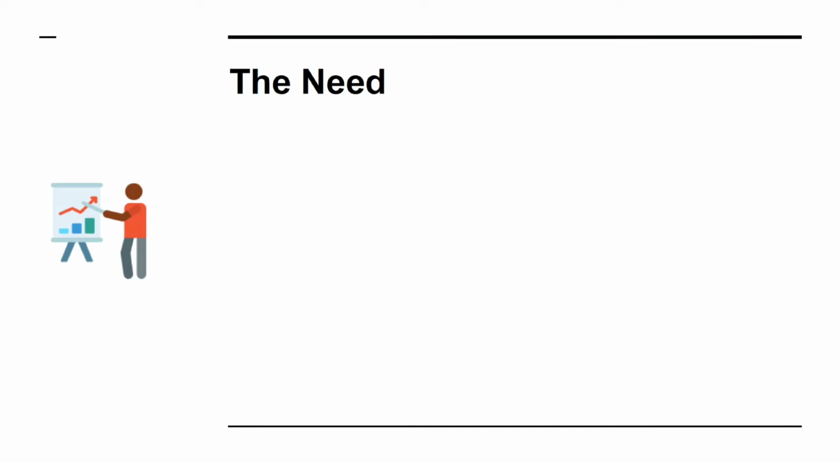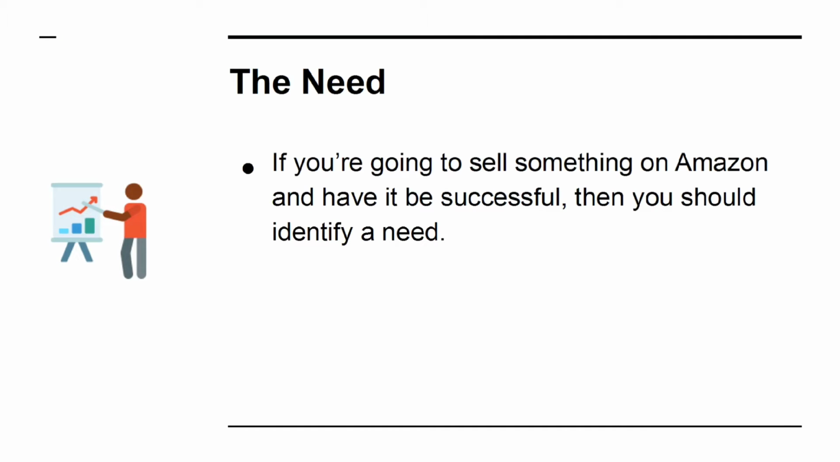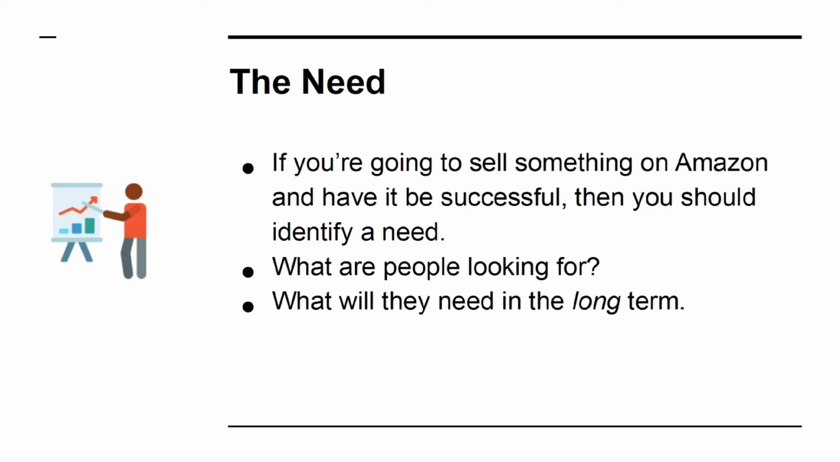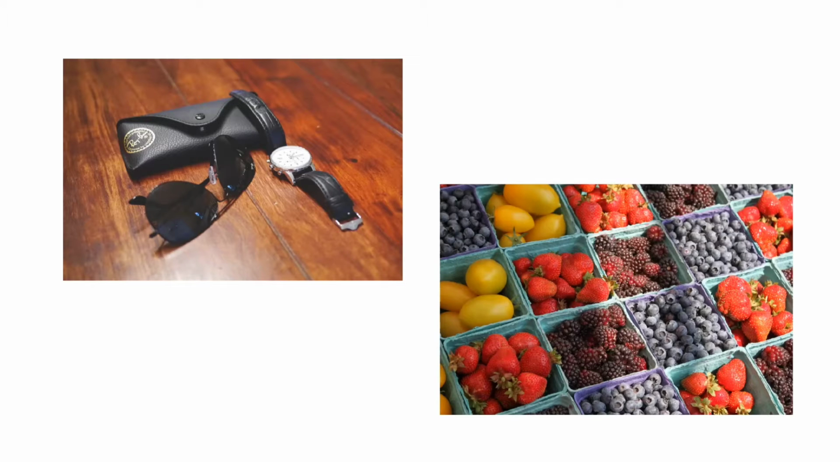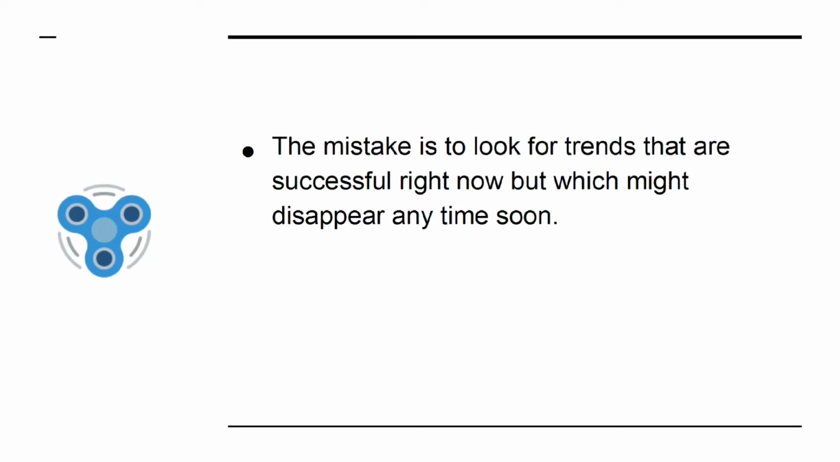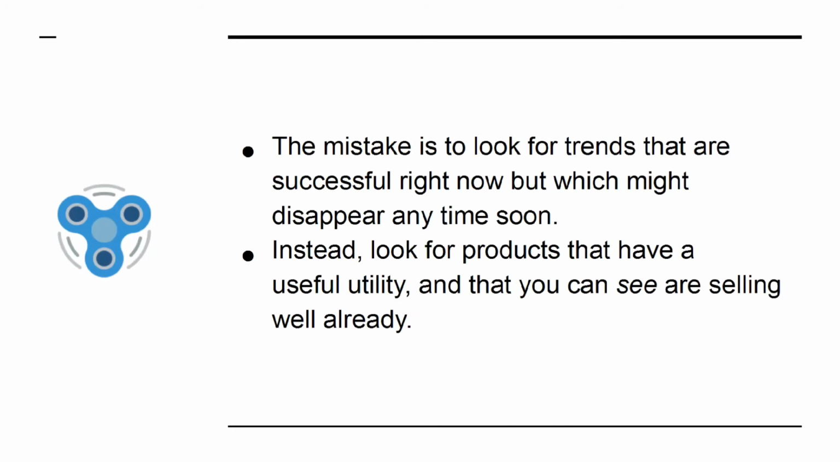The need. If you're going to sell something on Amazon and have it be successful, then you should identify a need. What are people looking for? What will they need in the long term? This can mean responding to an emotional need, buying luxury items that make people feel comfortable, entertained, or successful. Or it can mean responding to a physical need, such as eating or transport. The mistake is to look for trends that are successful right now, but which might disappear anytime soon. Instead, look for products that have a useful utility, and that you can see are selling well already.